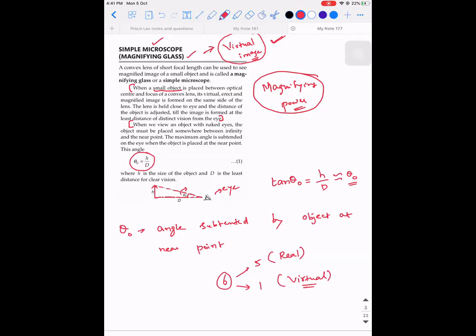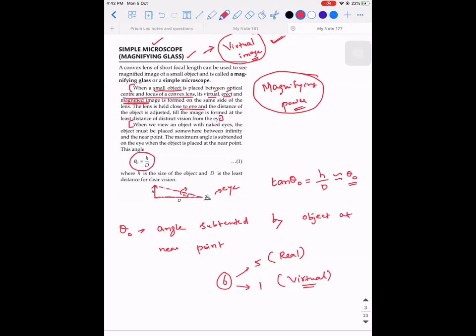When a small object is placed between the optical center and focus of a convex lens, it is virtual, erect, and magnified. This is very important. Virtual images are always erect, straight, and formed on the same side of the lens. The lens is held close to the eye and the distance of the object is adjusted till the image is formed at the least distance of distinct vision of the eye. You're able to understand, guys?